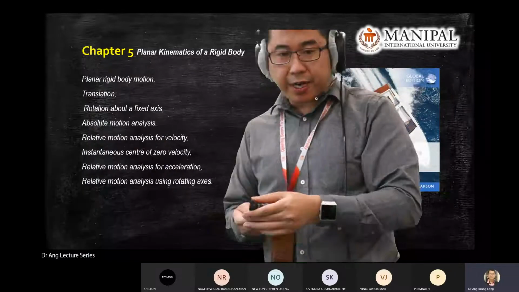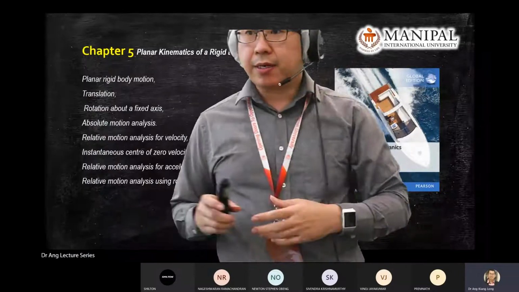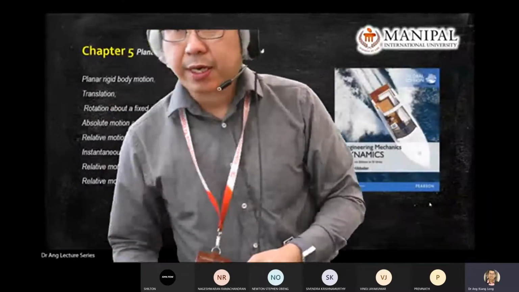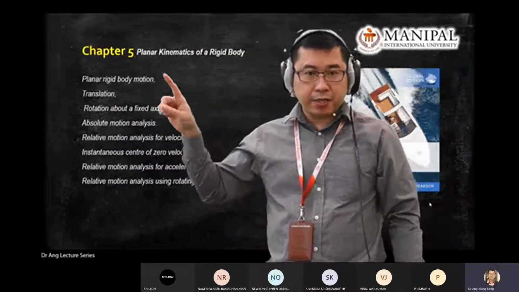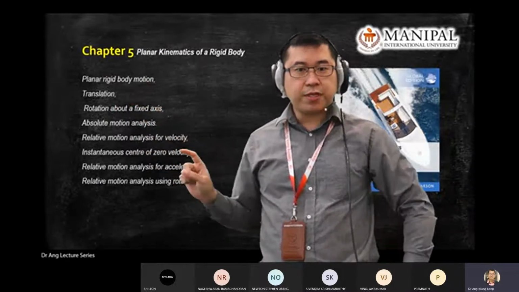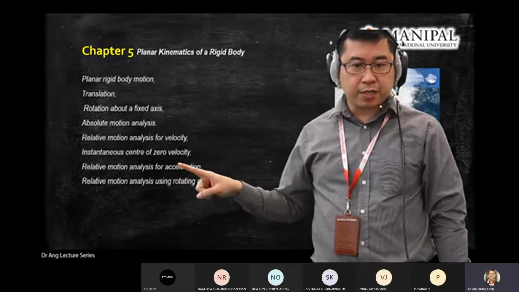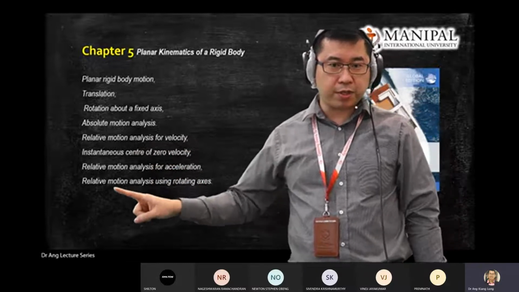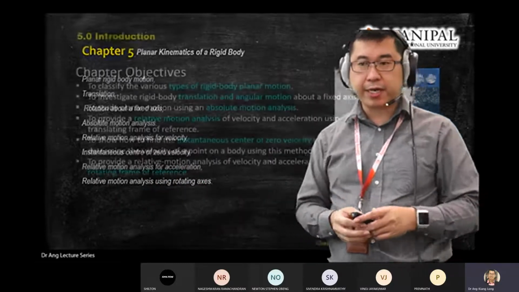Okay, chapter 5 is about planar kinematics of a rigid body. So we will see rigid body motion, translation, rotation, instantaneous zero motion, and relative motion. These are the keywords that we're looking at.